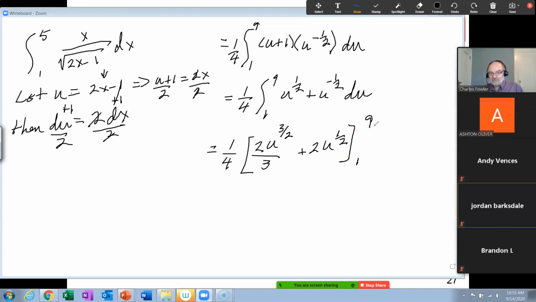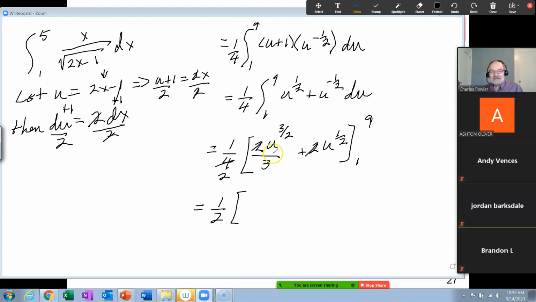Now, before I start doing my evaluation, I'm going to look at this and say, wait a minute, I've got a 2 here and a 2 there. So I'm going to divide out a 2 from these 2 and here. That gives you a 1/2. So now we're down to 1/2. I think I'll leave the 3 in there for now.